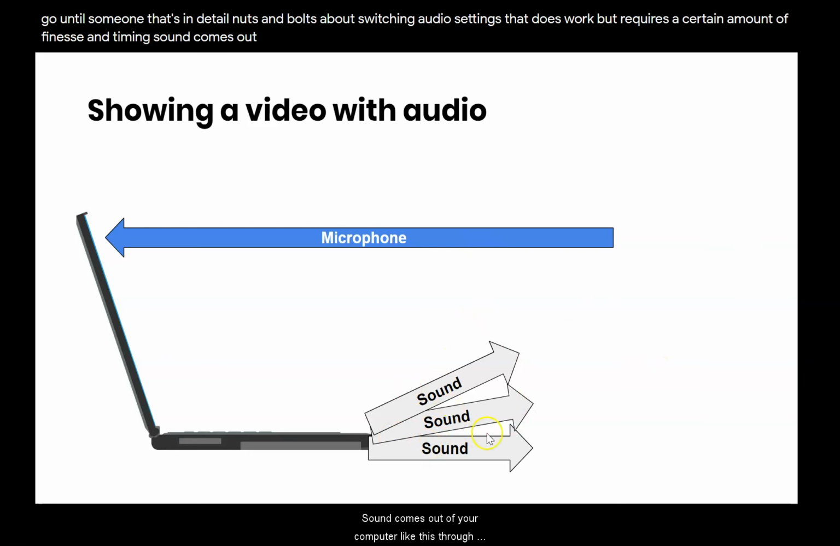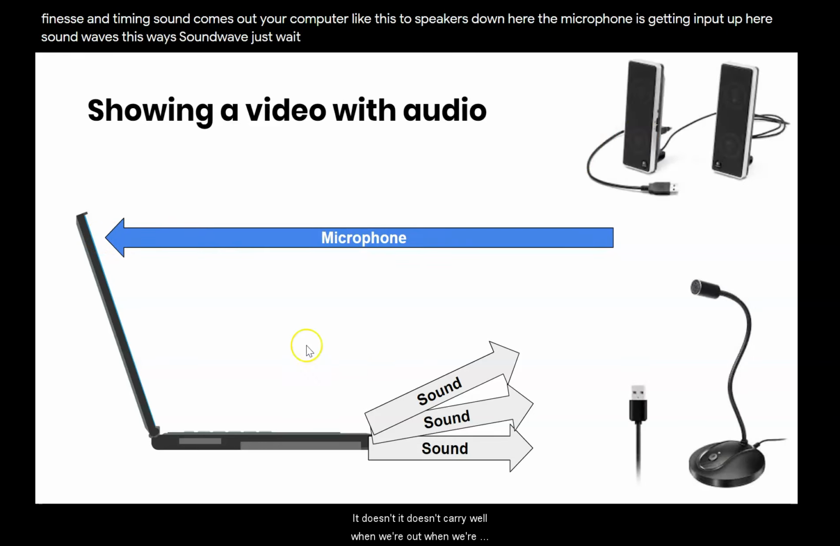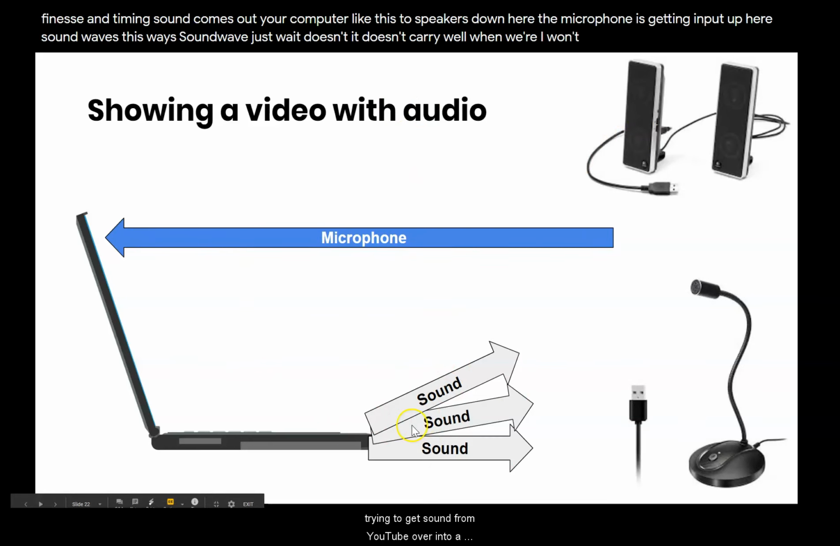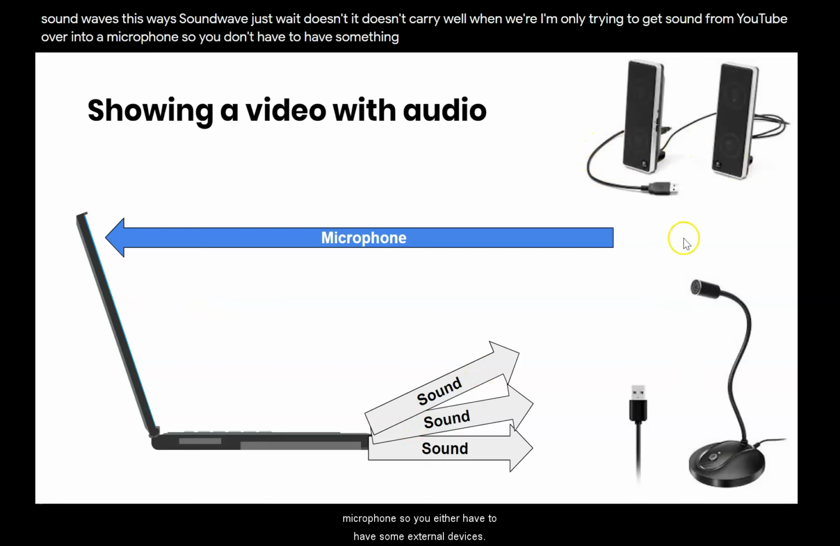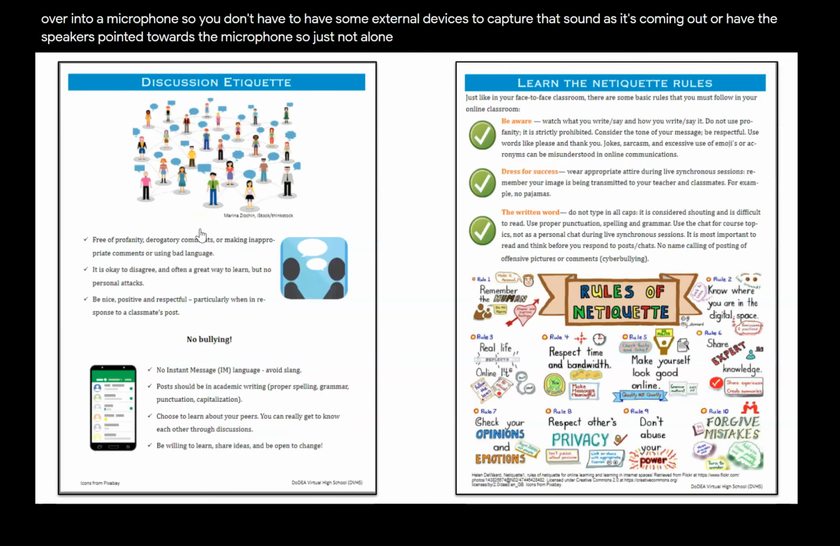Sound comes out of your computer like this through speakers down here. The microphone is getting input up here. Sound waves this way, sound waves this way. It doesn't carry well when we're trying to get sound from YouTube over into our microphone. So you either have to have some external devices to capture that sound as it's coming out, or have the speakers pointed towards the microphone. So there's not a lot of good ways at this point to do that.